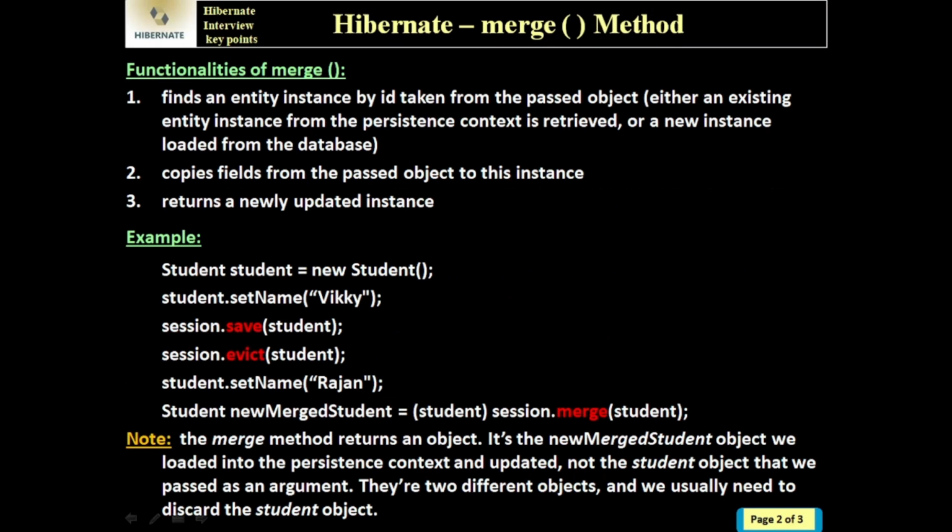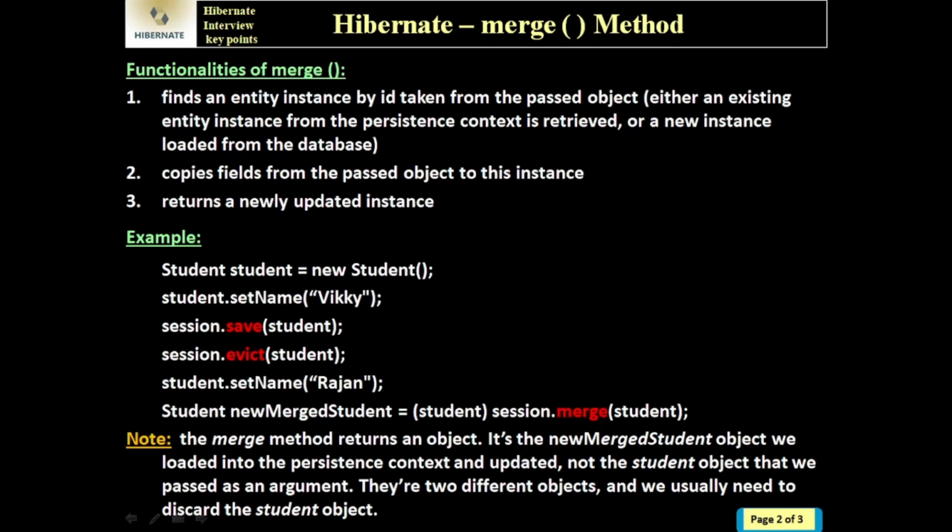Next, functionalities of the merge method. 1. It finds an entity instance by ID taken from the passed object. Either an existing entity instance from the persistence context is retrieved, or a new instance is loaded from the database. 2. Copies fields from the passed object to this instance. 3. Returns the newly updated instance. Please refer to the example below.